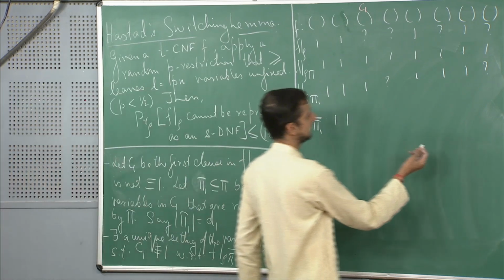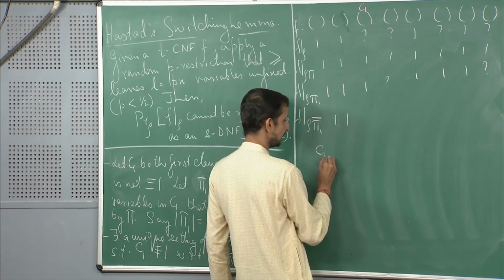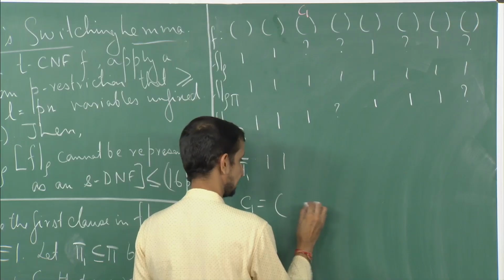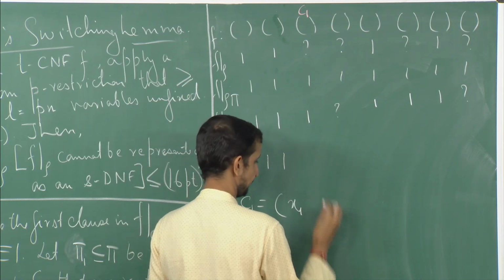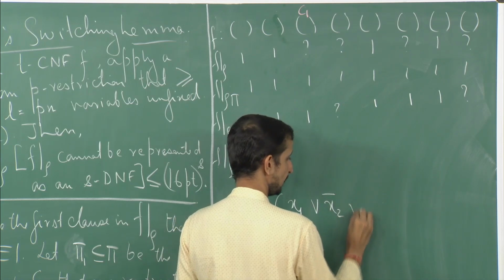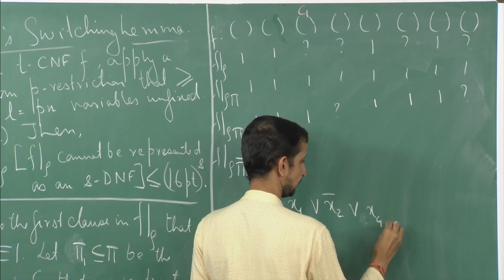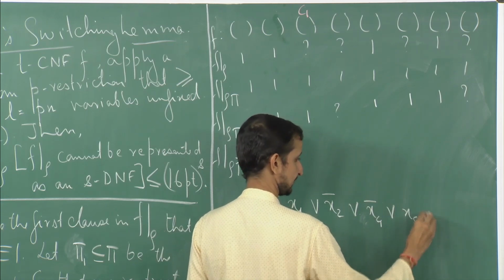Okay, so let's look at an example. This is a very good point. So suppose my C1 looked like this. Let's take some examples: x1 or x2 bar or x4 bar or x5.